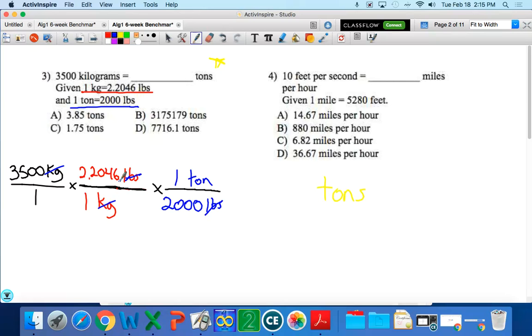Now I do a unit check. Across the top, the only unit I have left is tons, and across the bottom, I have no units left at all. That means I am, in fact, in tons like I would like to be. This one, however, is not one that I'm going to try to do in my head. Okay, these are some big numbers being multiplied and divided together.